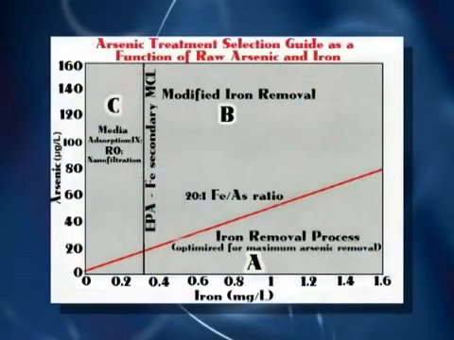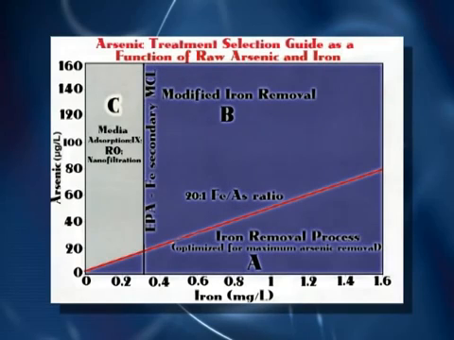Iron plays a unique role in the removal of arsenic, and the presence of iron in the source water will play a big role in the selection of the treatment process. In this chart, the horizontal axis represents the concentration of iron in the source water, while the vertical axis reflects the concentration of arsenic. The vertical line at 0.3 milligrams per liter iron is the EPA recommended secondary standard for iron. Using the 20:1 iron to arsenic mass ratio, you can create a graph with 3 segments to assist in the identification of arsenic treatment processes.